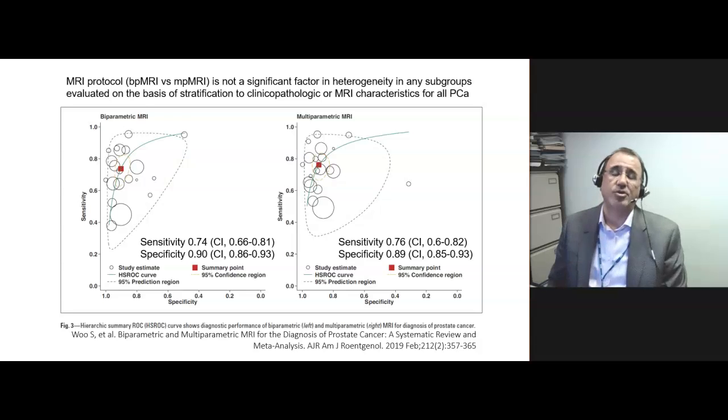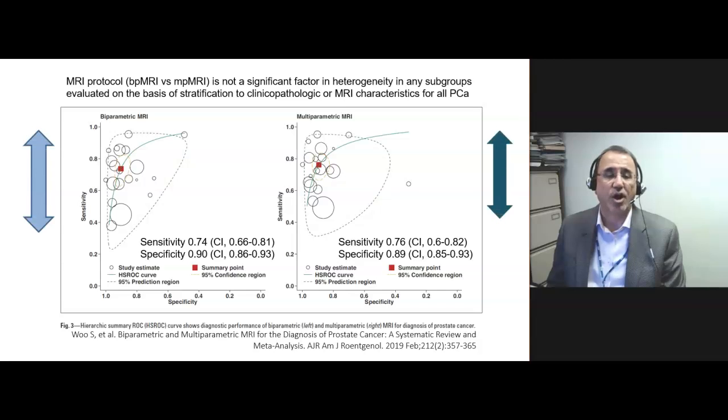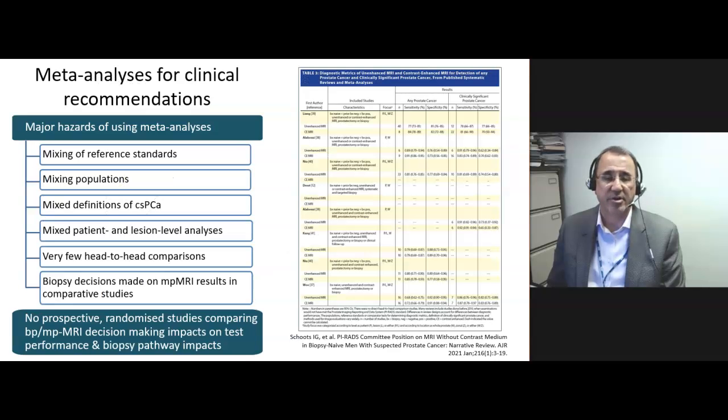But before we go on to that, you will find data like this shown to justify the use of biparametric MRI. You'll see that the point estimate is identical, sensitivity and specificities are identical. Yes, but look at the variation of the two. There is less variation in sensitivity for multiparametric MRI compared to biparametric MRI.